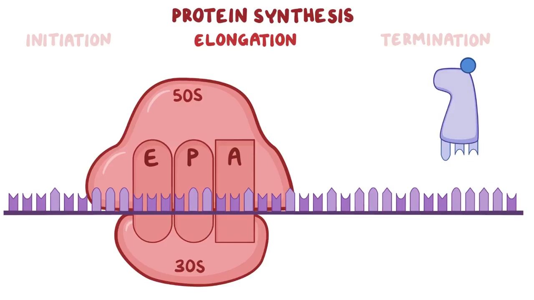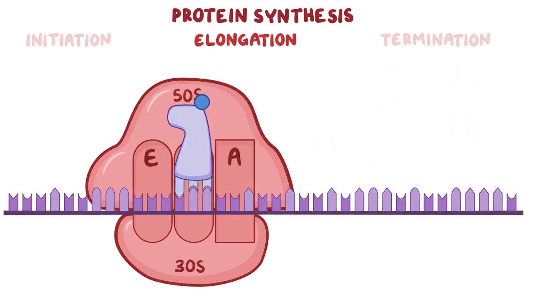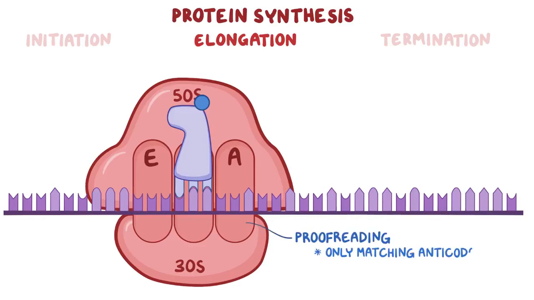Elongation starts when the first tRNA, carrying a formyl methionine amino acid, enters the P site and binds to the start codon. This causes a conformational change in the ribosome, which unlocks the A site for the next tRNA. A process called proofreading happens here, where only tRNAs with the matching anticodon can bind to the corresponding mRNA codon.